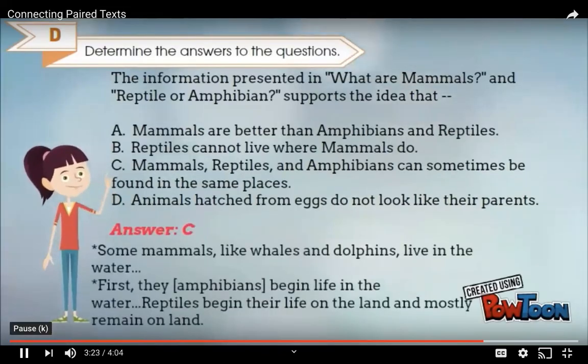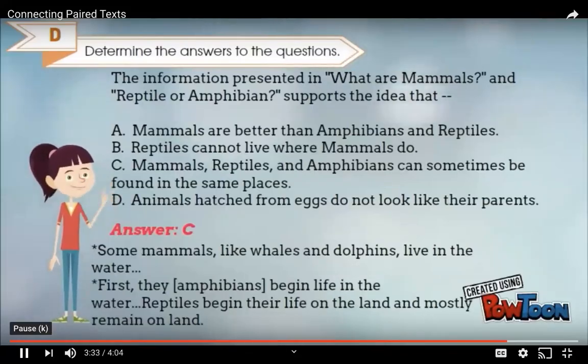In the first passage, we learned that some mammals, like whales and dolphins, live in the water. In the second, the amphibians begin life in the water, and reptiles begin their life on land and mostly remain on land, but do sometimes go in the water. So all three types of animals can sometimes be found in water.